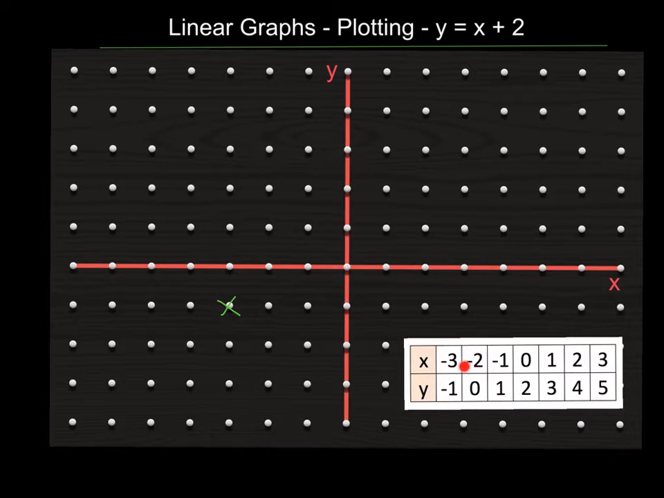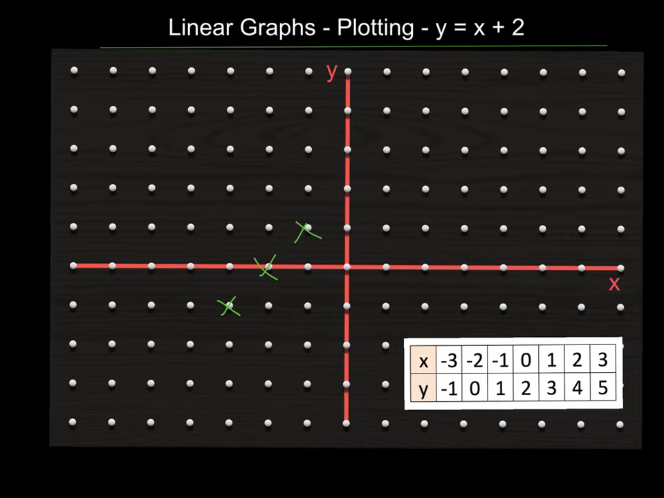For the next point, minus 2 and 0, start again at the origin, move 2 to the left for the x direction, and don't move at all up or down, and plot my point. The next point is minus 1 and 1. So again, starting at the origin, minus 1 in the x direction, plus 1 in the y direction gives me this point here.